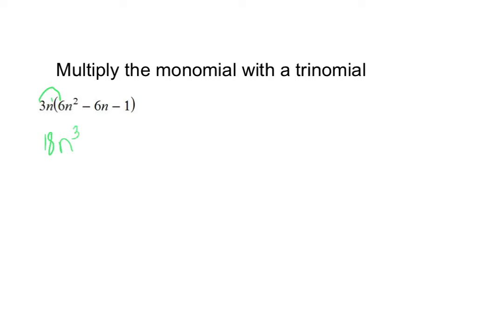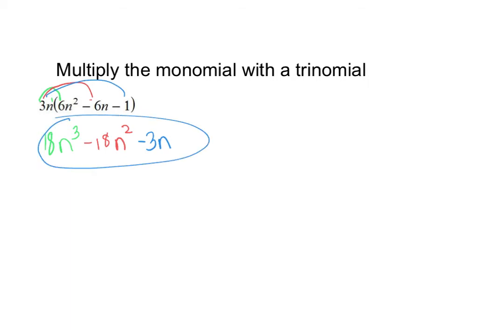And I'm going to repeat this in each term. So now we're going to do 3n times a negative 6n. Well, 3 times negative 6 is negative 18. And now we're going to do our n's, our variables. So n times n, keep the base, add exponents. 1 plus 1 is 2. We're going to do this one more time with the negative 1. 3 times negative 1 is negative 3. There is no n to multiply by, so the n just comes along. n times 1 is just n. And that would be our answer.